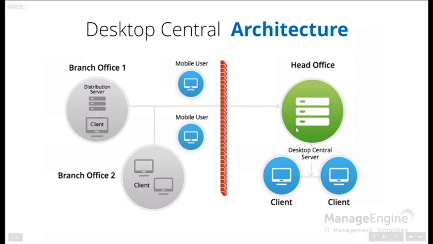If you have branch offices, then we recommend having distribution servers placed in the branch office so that it can help you in replicating the patches and software from the main server to the local remote office machines. We also support managing mobile users, that is, the roaming users. You can manage them over the internet by doing NATing on your firewall, that is network address translation. So you can manage local office, branch office, as well as roaming users through Desktop Central.